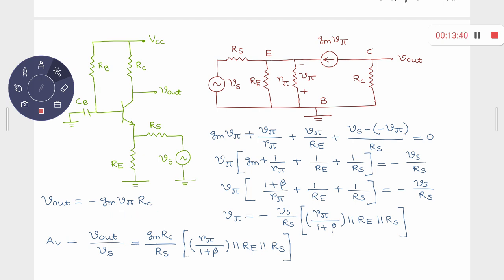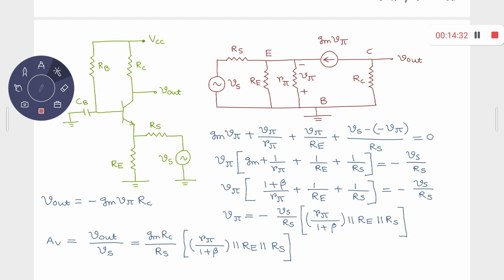And the voltage gain turns out to be Vout upon Vs, that is equal to gm Rc by Rs multiplied by something. So Rs has been introduced for gm Rc. Yes, and if Rs was not there, in that case it would be simply gm Rc. And if you have Rs, is it less or greater than that? What do you feel? Obviously less. Why? Because in the numerator you have rpi upon 1 plus beta, parallel Re, parallel Rs. That combination should be less than Rs, and in the denominator you have Rs. So numerator by denominator is less than 1, so this product is less than gm Rc.